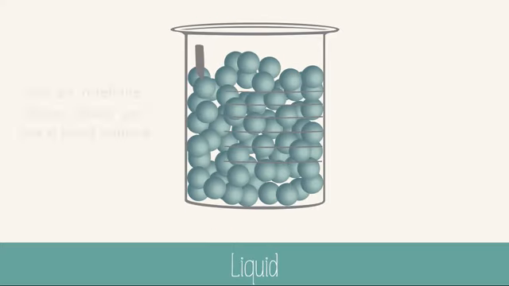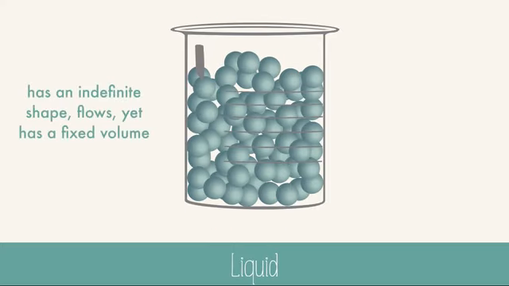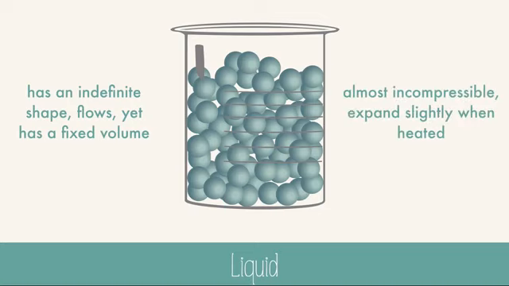A liquid has an indefinite shape, can flow, but has a fixed volume. Because liquids can flow, they fill the shape of their container but maintain the same volume. The particles of a liquid move faster than those of a solid, and there is some space between the particles. This bit of empty space between particles means that liquids are very, very, very slightly compressible, but if you add heat, the liquid will expand slightly from the increased movement of the particles.